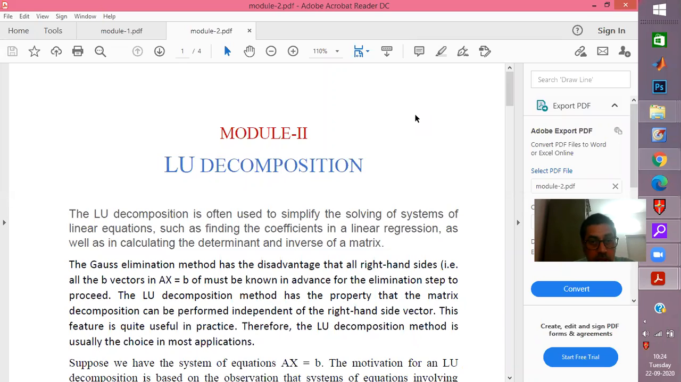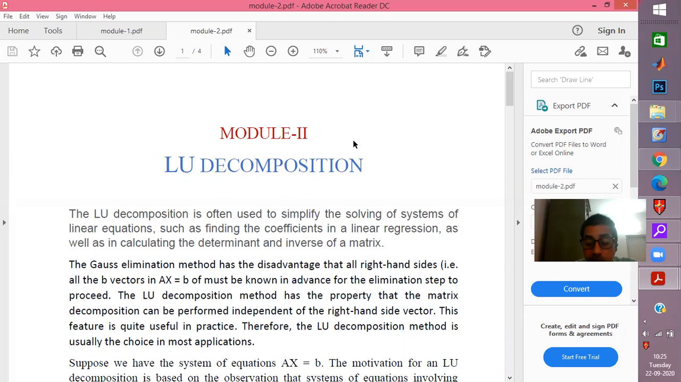Welcome to this lecture on the first and the simplest of the matrix factorization techniques, which is the LU decomposition technique. Now, the LU decomposition is often used to simplify solving a system of linear equations, which is very useful in linear regression, as well as in calculating determinants and inverse of a matrix.